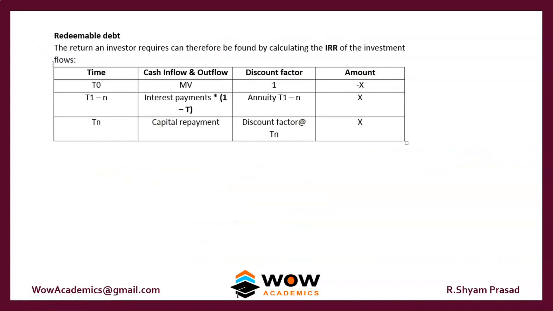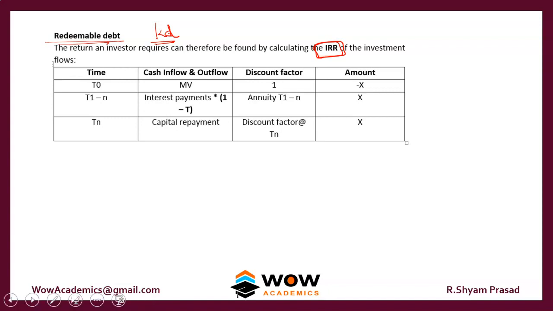So we look at the redeemable debt, or debt which is issued and can be bought back by the company after a set of years. To find out the KD for this kind of problem, we have to find out the IRR. So this is the format. First, take 3 rows.